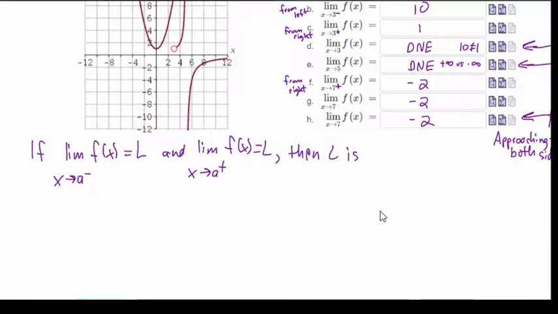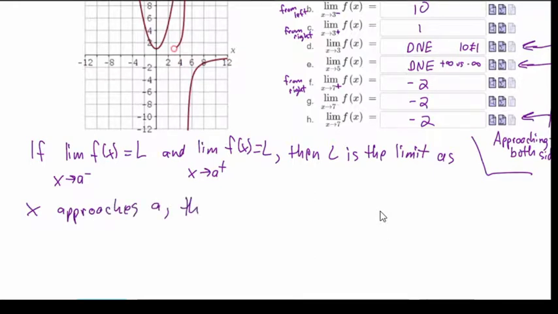L is the limit as x approaches a, that is, the limit as x approaches a of f of x is equal to L. So in other words, the general limit, where it's not left or right, it's both, equals the value only if approaching from the left gives that value and approaching from the right gives that value. And we've seen that already. I just want to write it out and state it directly.